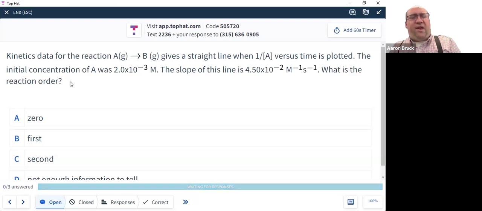Kinetic data for the reaction from A to B gives a straight line when 1 over A versus time is plotted. The initial concentration of A was 2 times 10 to the negative third molar. The slope of the line is 2.5 times 10 to the negative second per molar per second. What is the order of this reaction?